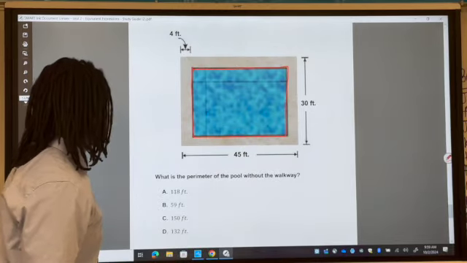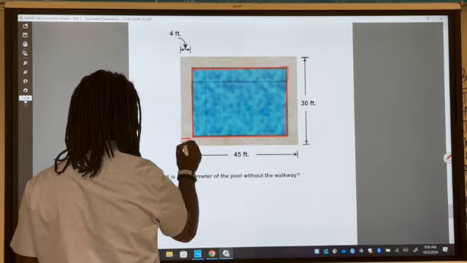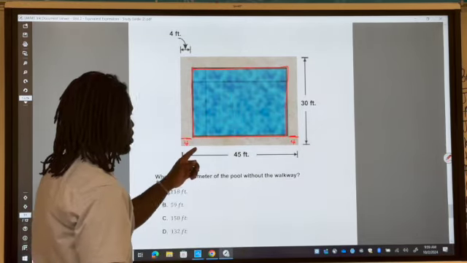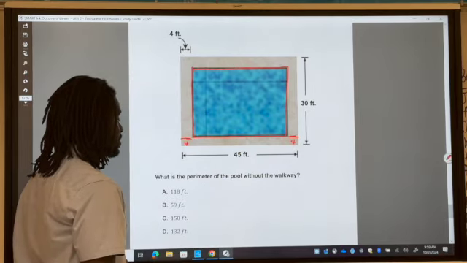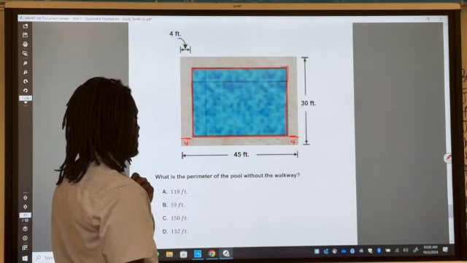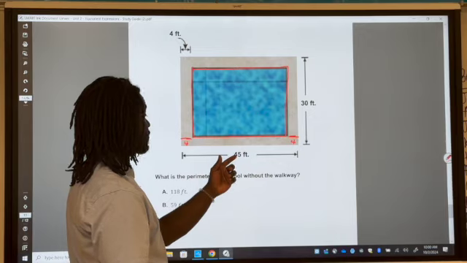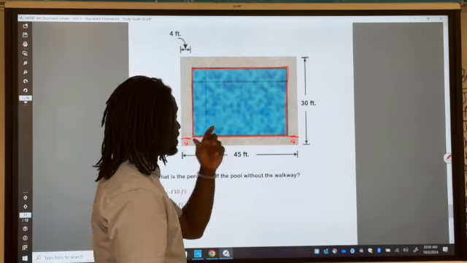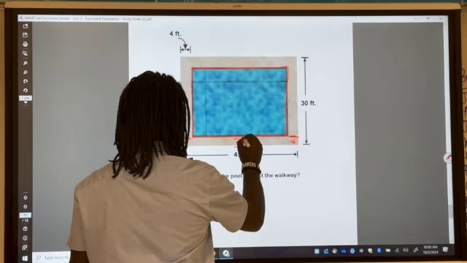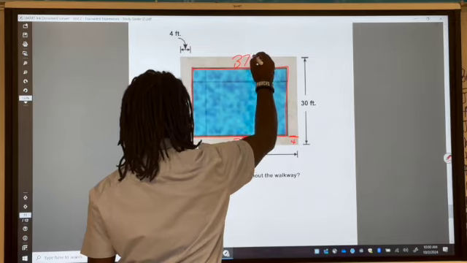All right. So if I know that this piece right here is 4, and this piece is 4, then 4 plus 4 is 8. And then I got to take that away from the 45. So 45 minus 8 is going to give me 37. 41 minus 4 is going to give me 37. So the bottom is 37. And then this is 37.